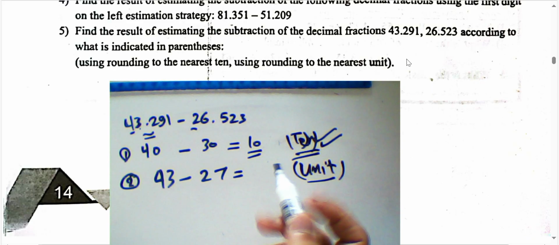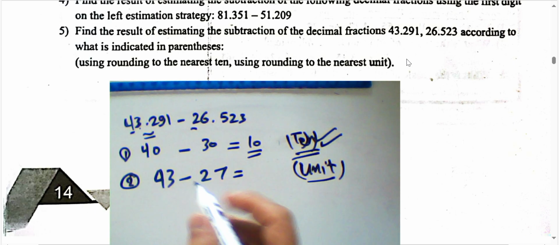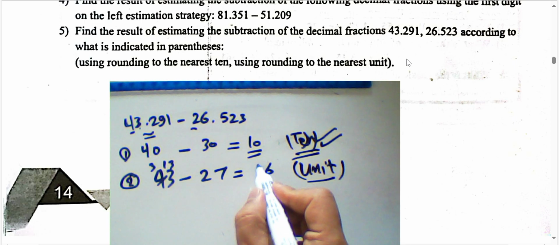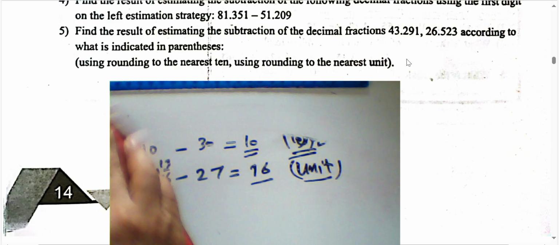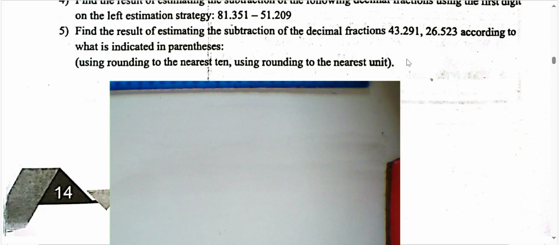Then we can find the difference between the two numbers. We approximated here to the nearest unit. 3 minus 7, we can do it by borrowing 1. 13 minus 7 equals 6, and 3 minus 2 equals 1. Then the answer here will be 16. Okay, the answer will be 16. Next question.